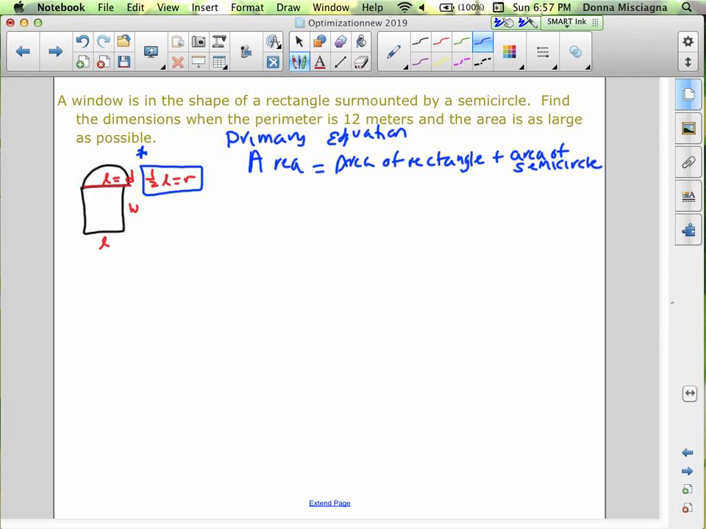All right, so the area of a rectangle is length times width. The area of a circle would be pi r squared, so the area of half a circle would be pi r squared divided by 2. And you can see we have way too many variables in there. We can replace one of them pretty easily, and that's the radius, r, with half a length. So let's do that. Area equals LW plus pi times half an L, squared, divided by 2.